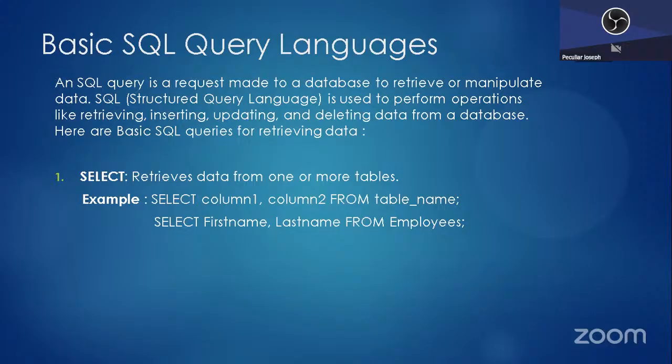So the process of extracting your data, of retrieving your data, is called querying. You are querying that database. So the first type of SQL query language we have is select, right? What select does is it is used to retrieve data from one or more tables.